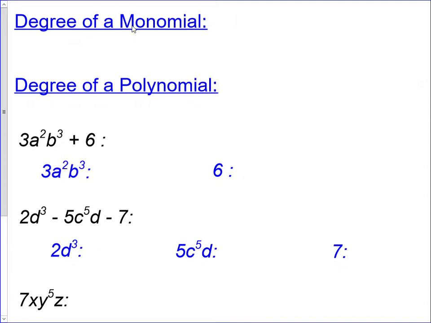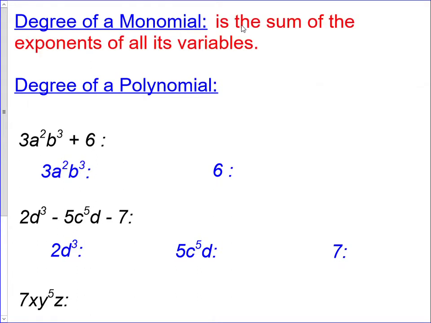When we're talking about the degree of a monomial, we're talking about the sum of the exponents of all of its variables. Remember, the sum of the exponents of all the variables. So sum means to add. So we're going to add all the exponents of the individual variables in that term or in that monomial together. Notice it doesn't say anything about a constant, so we're not going to add the exponent of any constant.